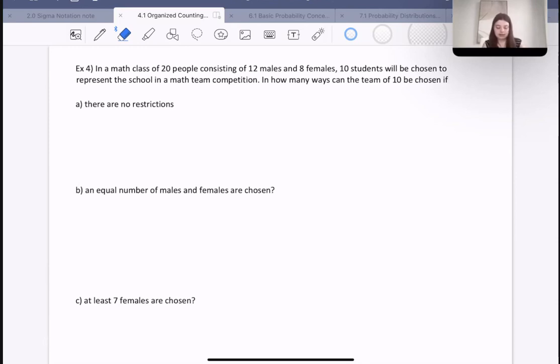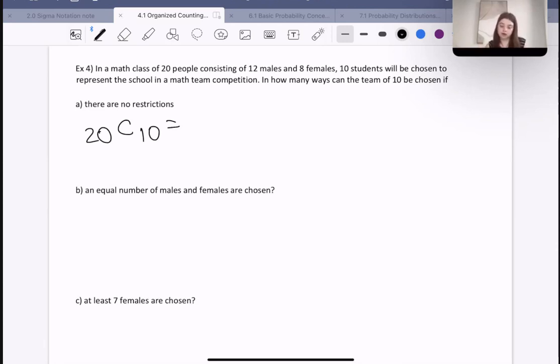Example 4 says, in a math class of 20 people, consisting of 12 males and 8 females, 10 students will be chosen to represent the school in a math team competition. In how many ways can the team be chosen if there are no restrictions? So this one's pretty simple. Basically, there's 20 students and 10 can be chosen, and it doesn't matter who. It doesn't matter whether they're males, females, whatever. Just there's 20 people, we're choosing 10 people is all.